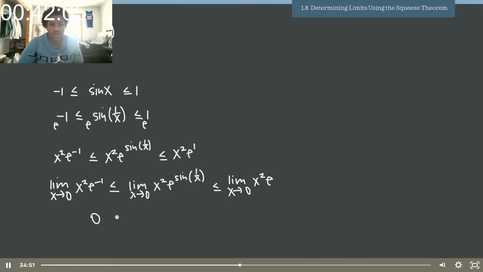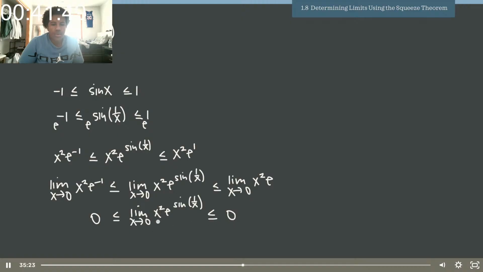So we end up with 0 over here on the left-hand side, less than or equal to the limit we don't know yet, and then x squared e to the sine of 1 over x less than or equal to, and over here same thing, when we substitute x equals 0, we get 0 for the right-hand side. So even though we don't know the value of the limit in the middle of this inequality, we know it has to be greater than or equal to 0, and at the same time, we know it must be less than or equal to 0.